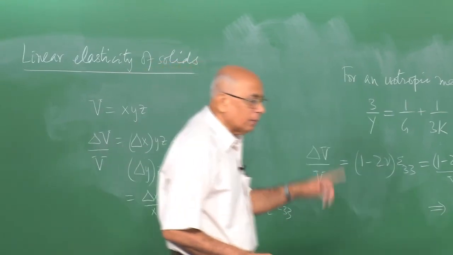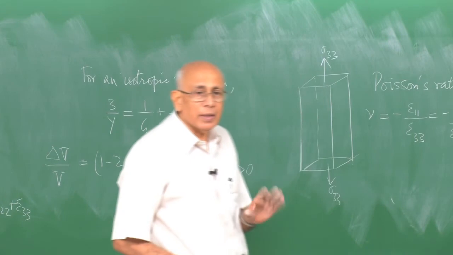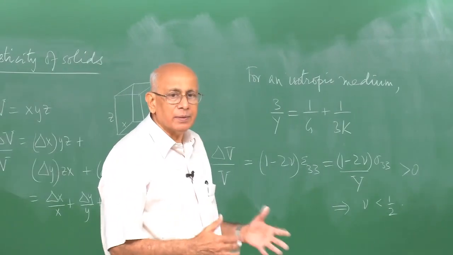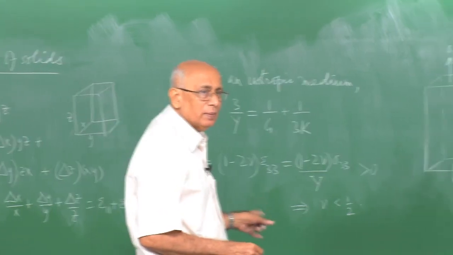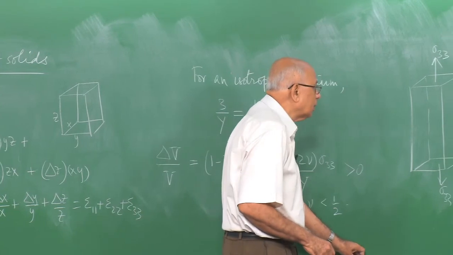You can't have a material, in simple linear elasticity, with a Poisson ratio which exceeds a half. In practice you find it's of the order of 1/3, but this is a strong bound. For such materials you cannot have a Poisson ratio greater than half.